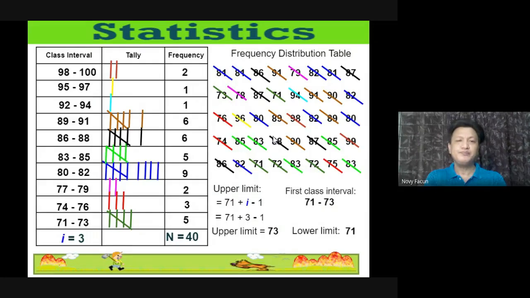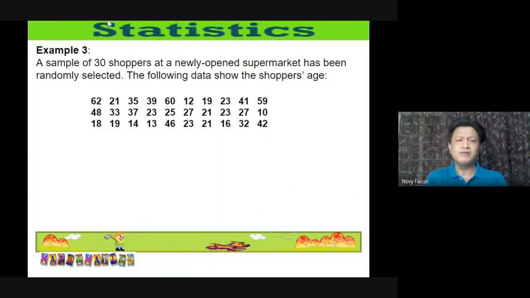Okay. Another, how about this example number 3? A sample of 30 shoppers at a newly opened supermarket has been randomly selected. The following data show the shopper's age. Okay, so meron tayong 30 shoppers.